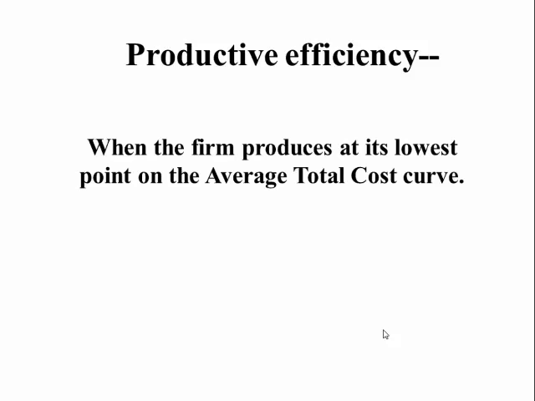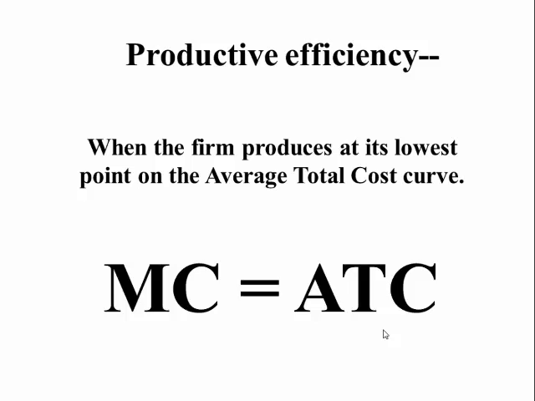The next term is productive efficiency. Productive efficiency is when the firm produces at the lowest point on the average total cost curve. This deals with the producer, nothing to deal with the consumer. So a producer, whenever they're producing at the lowest point on the average total cost curve, you already learned that marginal cost touches average total cost at its lowest point. The producer is trying to reduce their average total cost and become productively efficient, but that is not the main goal of the business. The main goal of the business is to maximize profits.